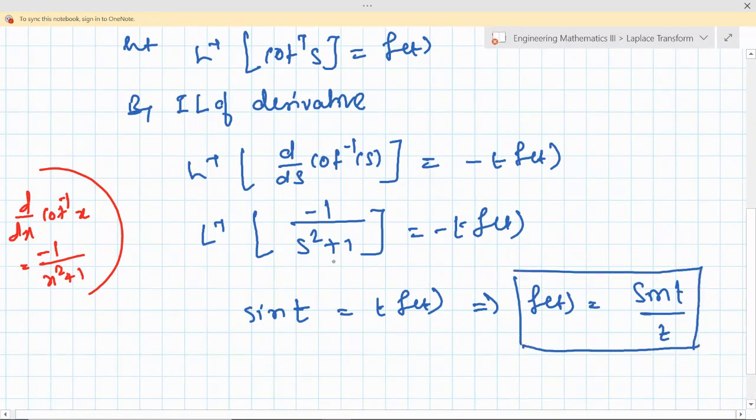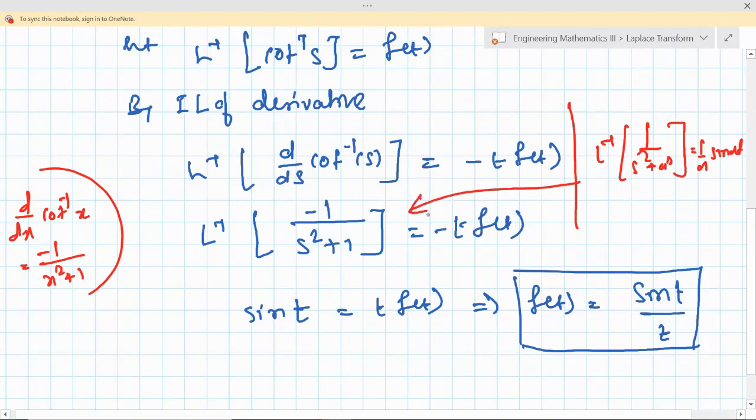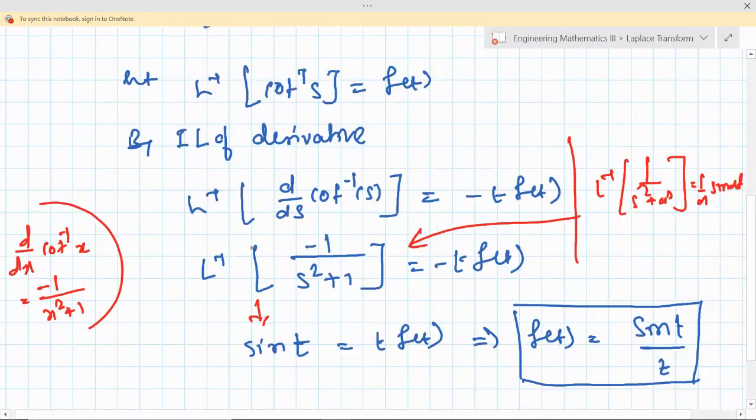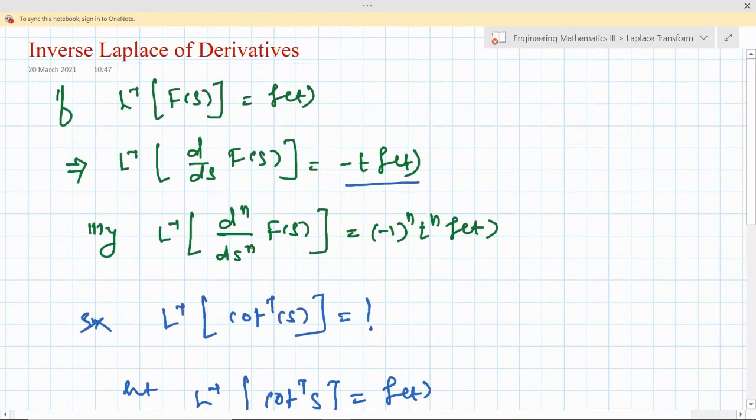See, I have used the inverse Laplace of 1 upon s square plus a square. This is nothing but 1 upon a into sine of at. This is what I have used here. So I just have this sine t instead of that. The minus minus gets cancelled on both sides. So this is nothing but the inverse Laplace of a derivative, if you have understood.